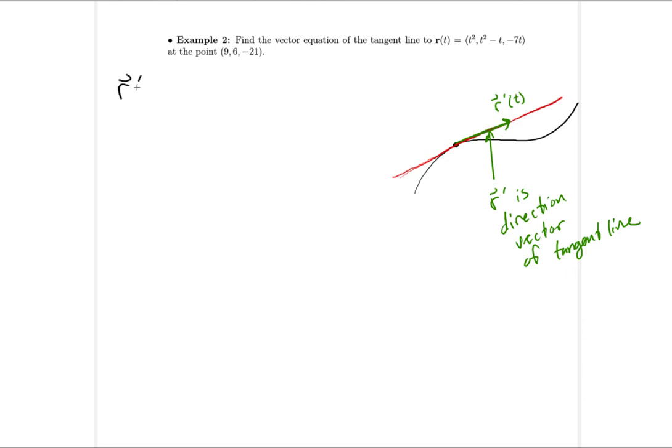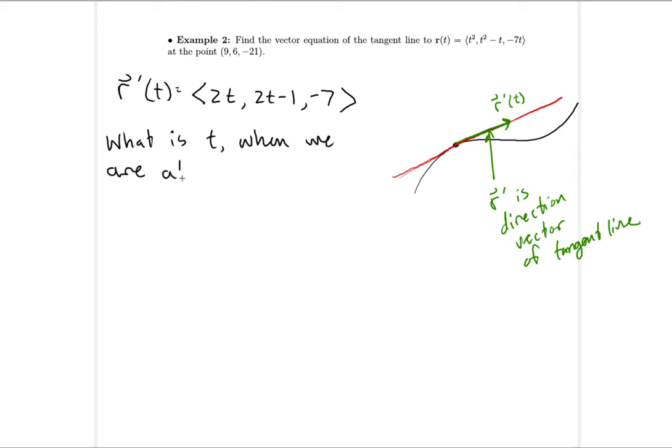So r prime of t is going to be 2t, 2t minus 1, negative 7. All right, but what are we doing? We need to figure it out for this point. So just like we did in the last problem, we have to say, what is t when we are at the point 9, 6, negative 21?